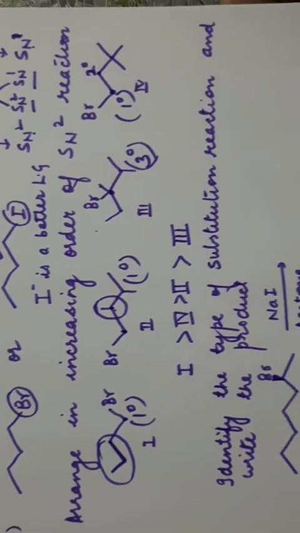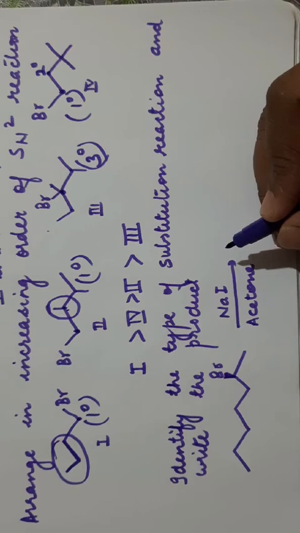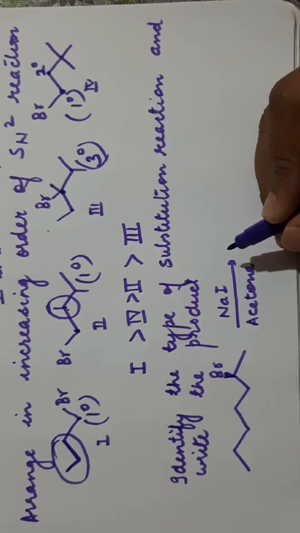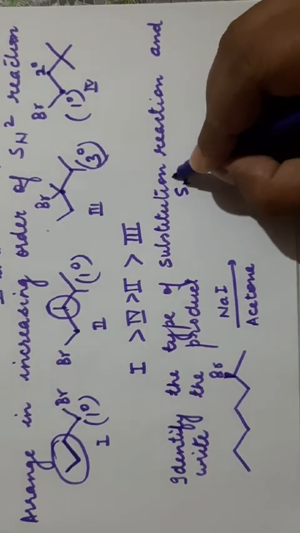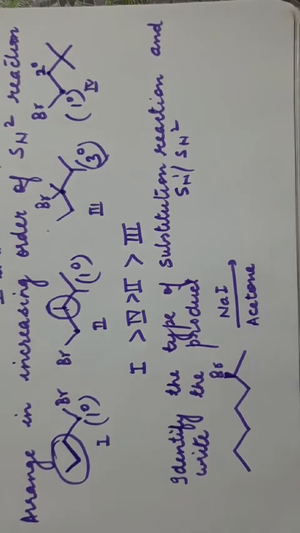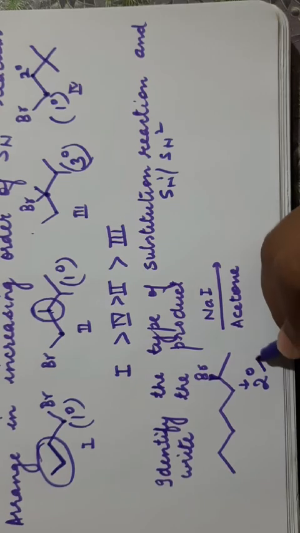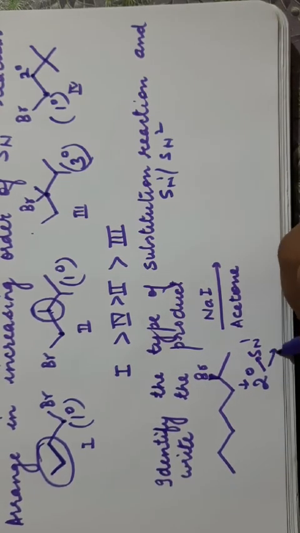Next one: identify the type of substitution reaction and write the product. See, you have to identify what type of substitution reaction will take place, SN1 or SN2. In this case, this is 2 degree, and 2 degree can react either by SN2 or by SN1. So both are possible. Clear? On this basis we cannot decide whether SN1 or SN2 will take place.